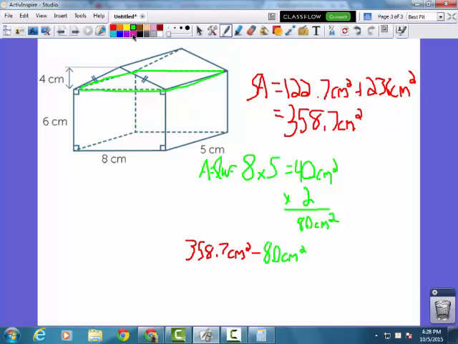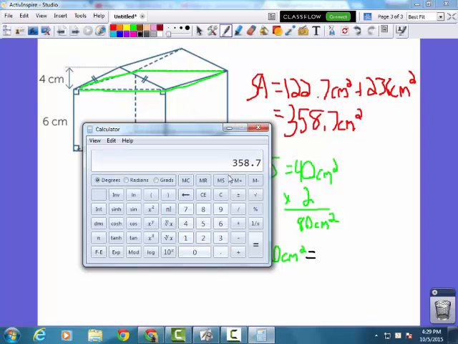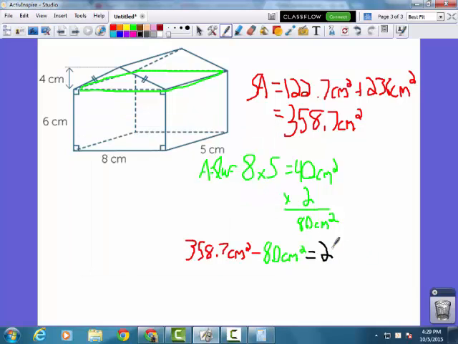So our grand total is going to be, we'll take that, subtract away the 80, and we're left with 278.7 centimeters squared. Done.